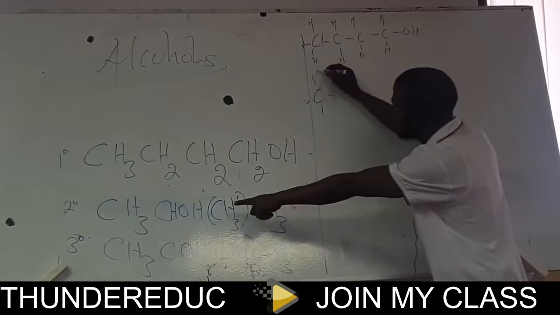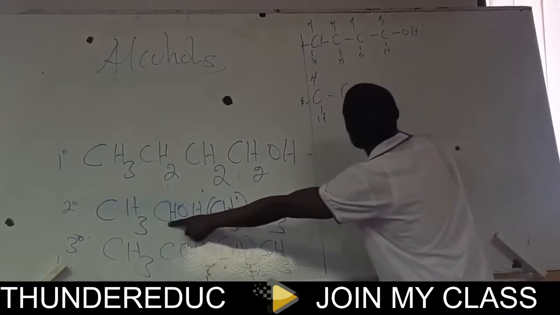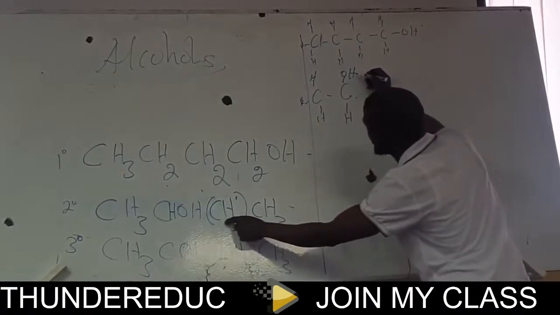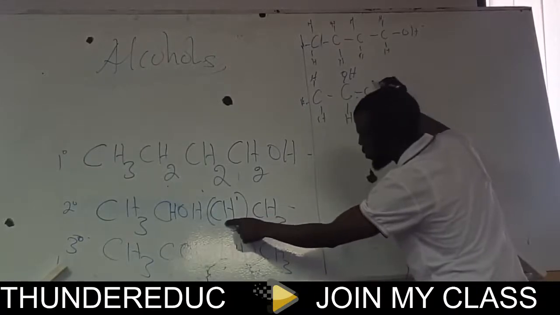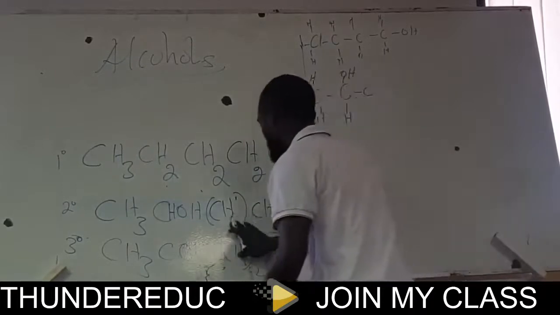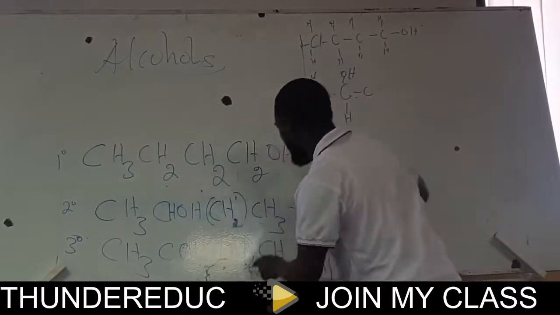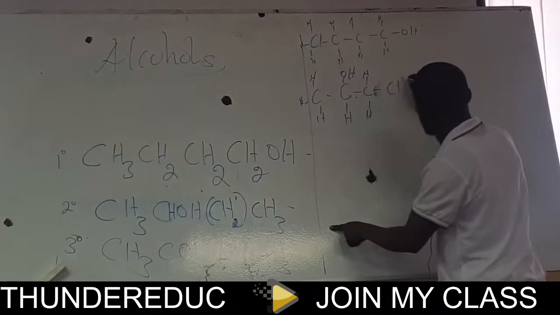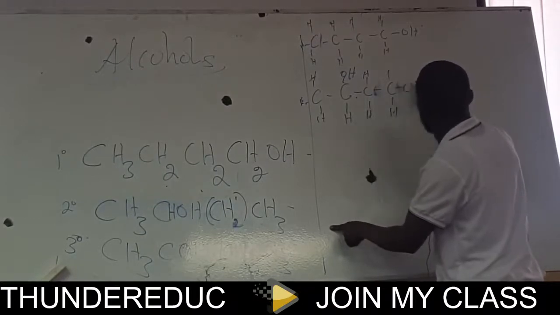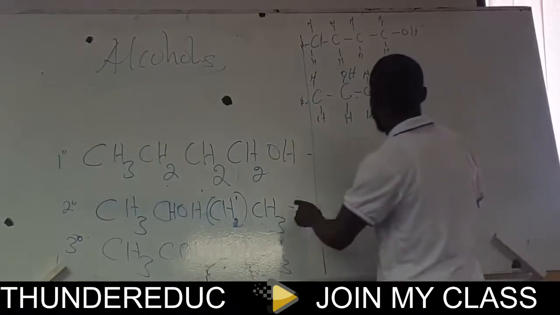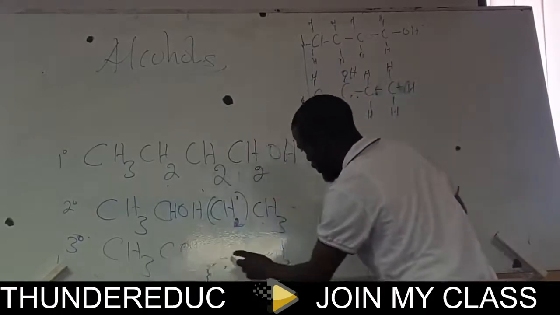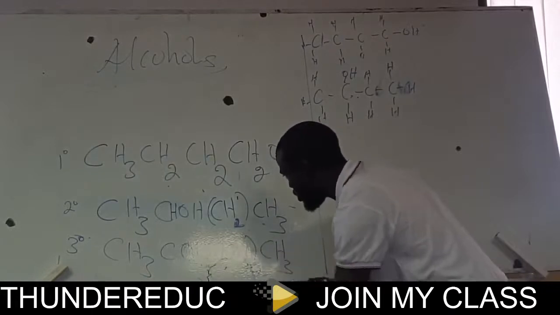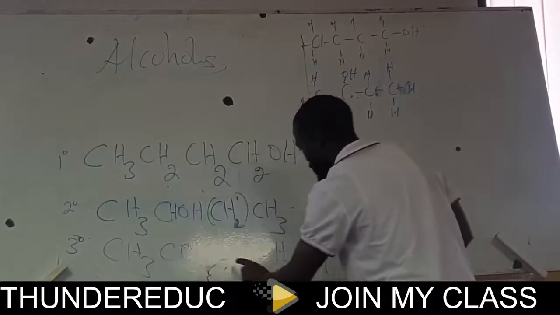Look, guys. This one is C. It has one hydrogen and it has the OH. And it has this. It's supposed to be 2 there. This one, how many carbon atoms? 1, 2, 3, 4. 1, 2, 3, 4. Even this one is supposed to be 2? It's 1. Yes, it's 1. No, it's fine.